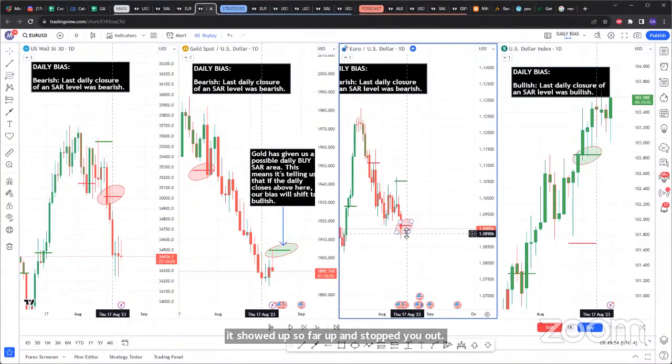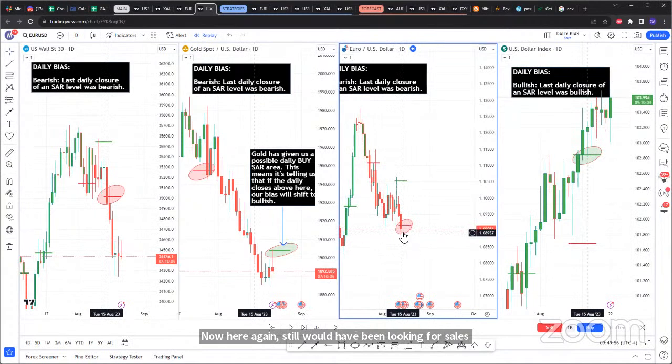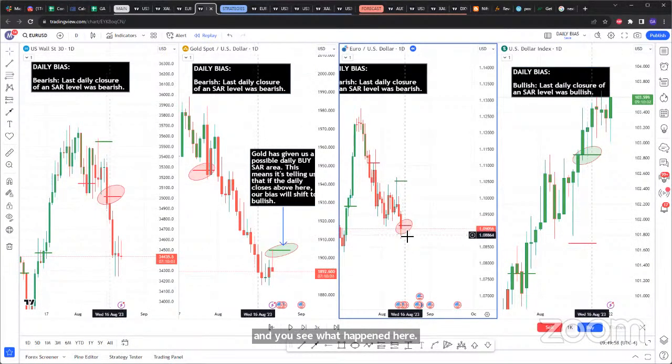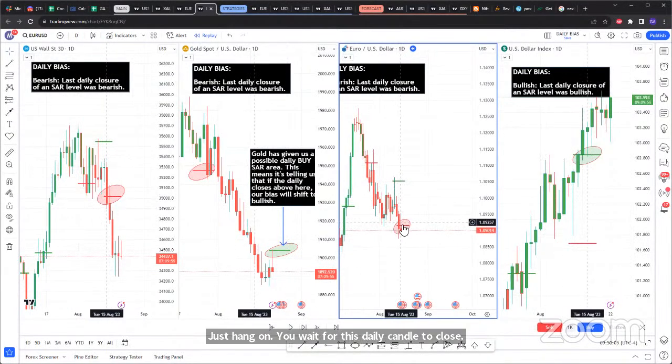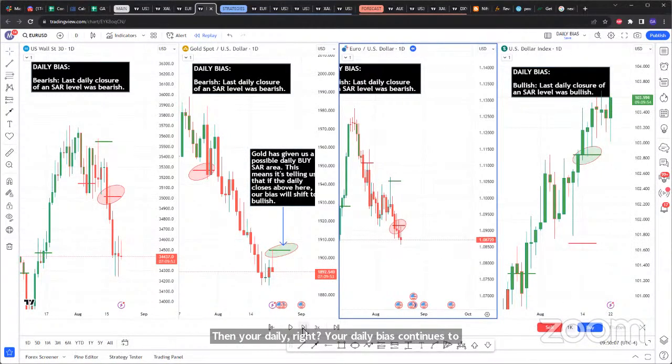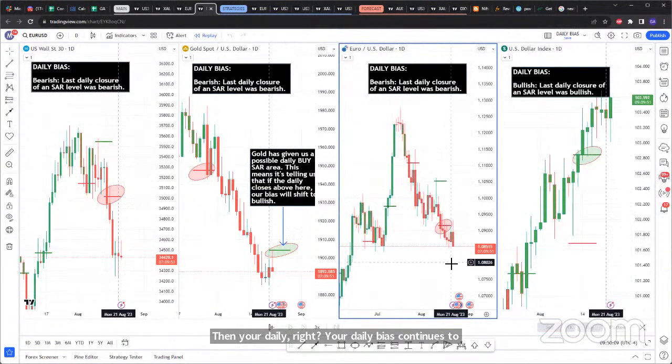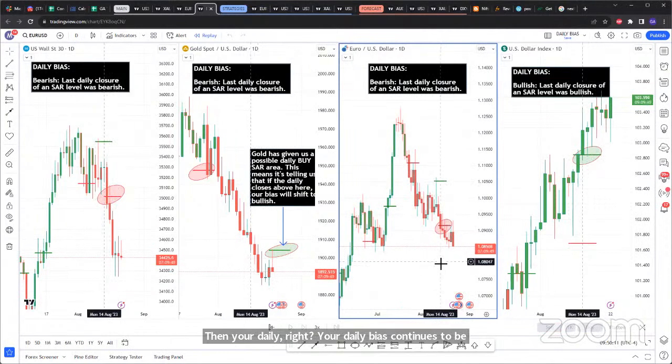And you see what happened here? EU is telling you, okay, I'm about to give you another sell confirmation. Just hang on. You wait for this daily candle to close. Then your daily bias continues to be a sell. And you can see this whole time you would have still been looking for sells on EU.